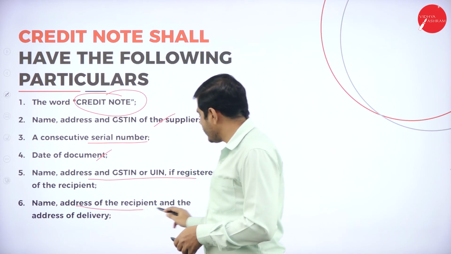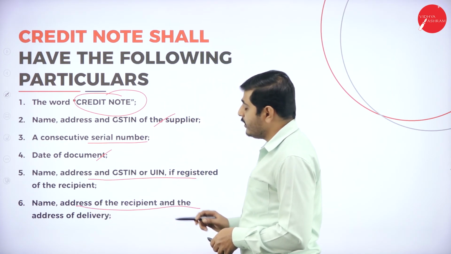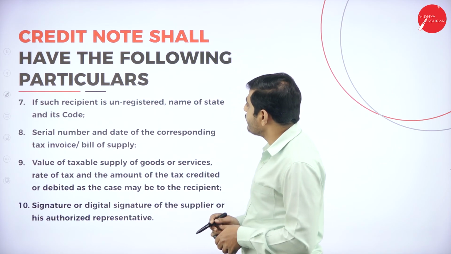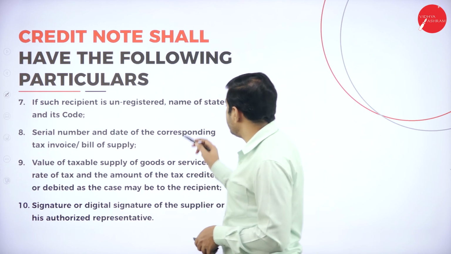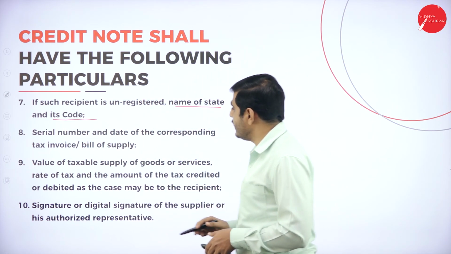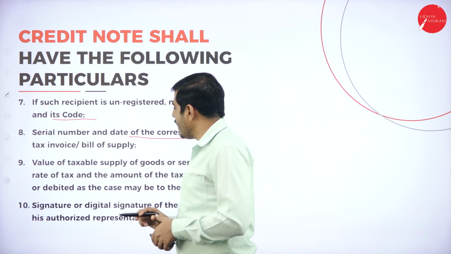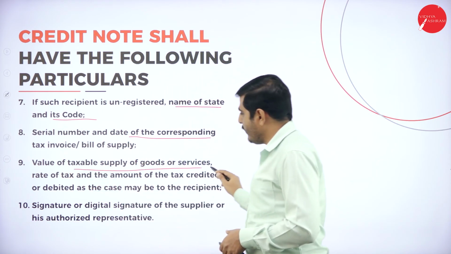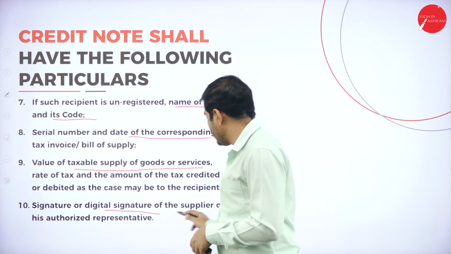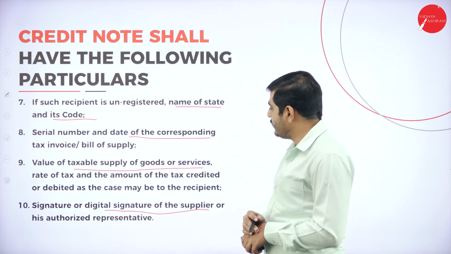Next one, name and address of the recipient, and the address where we have delivered the product has to be mentioned. Next one, if the recipient is unregistered, the name and state code of the unregistered person. Next one, serial number of the bill. Next one, value of taxable supply, what is the actual value of that particular taxable supply. Next one, the digital signature of the head of the institution or head of the organization.